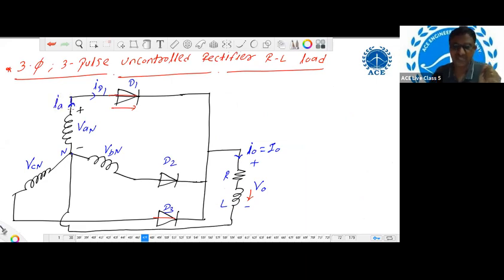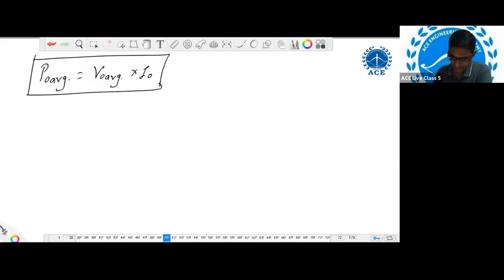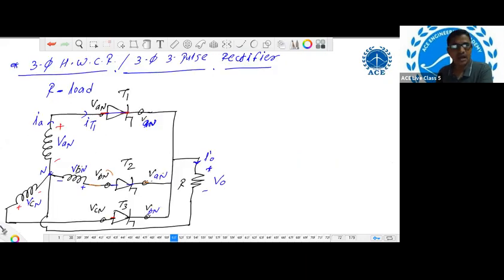In the numericals, we will discuss. If it requires, we will be drawing there. Okay, next, three-phase half-wave controlled rectifier. In the controlled rectifier, we have replaced the diodes with thyristors. A thyristor is a controlled switch, we know.